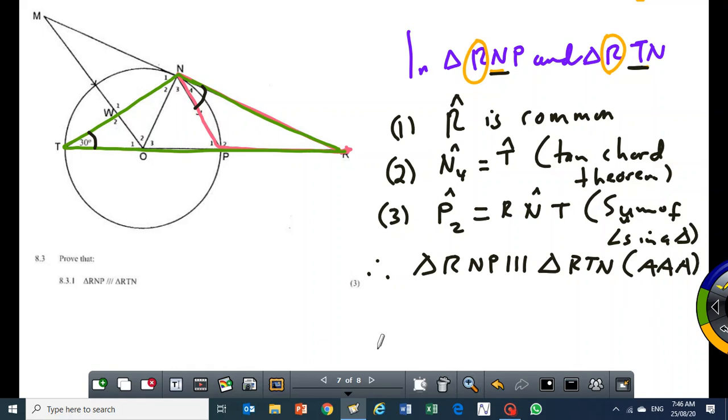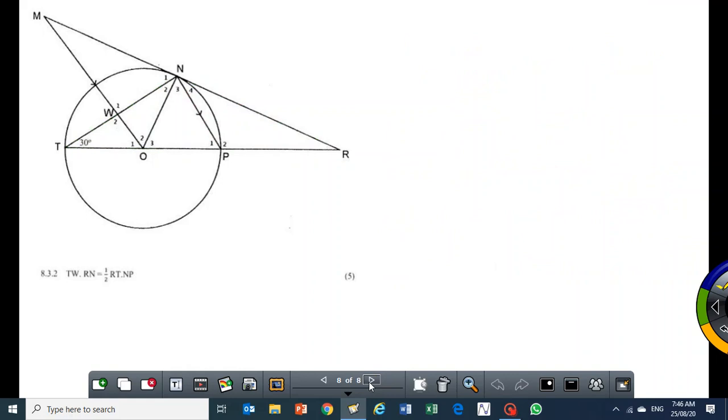Then the last question. I'm not sure how some of you did it, but there's a part which is very tricky in this question which you have to show. It's not just straightforward. So in my case, this is how I'm going to do it. I'm going to ask you later how you approach the question.